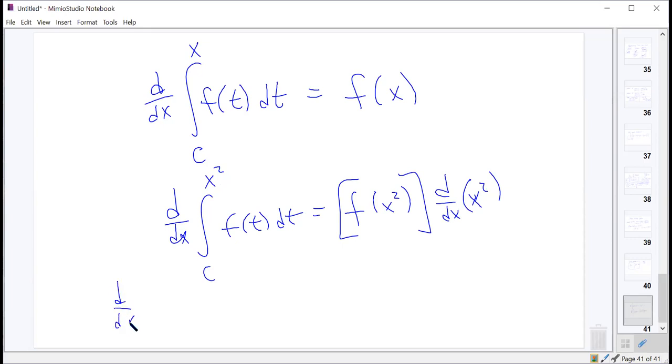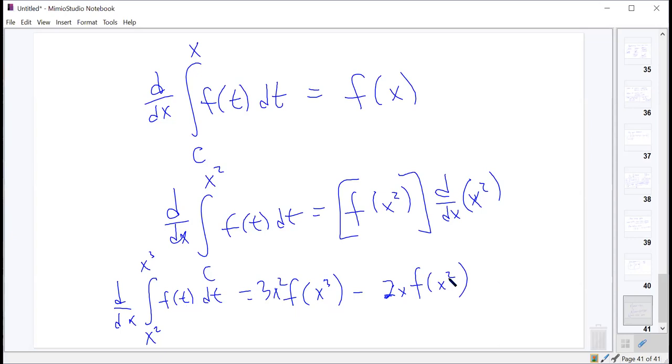They might throw something in like, what's the derivative with respect to x of the integral from x squared to x cubed of f of t dt? Well, then that would be f of x cubed times 3x squared, the derivative of x cubed, minus 2x, the derivative of x squared, times f of x squared. Everybody good there? So if you have a function in the lower limit and a function in the upper limit, you've got to do the subtraction because it's a definite integral. Yeah? Everybody good there?